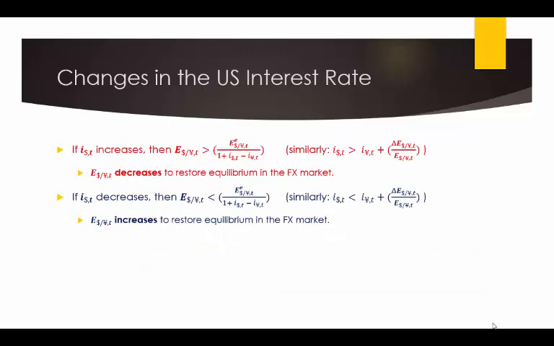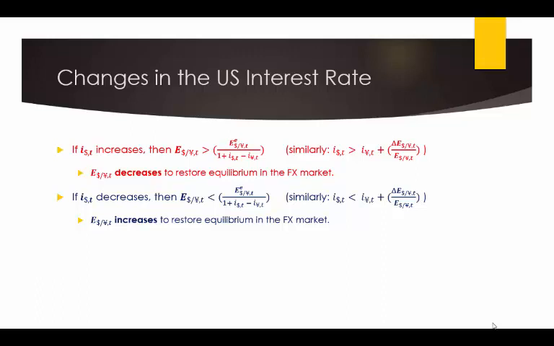Next, what if instead we had a change in the US interest rate? If the foreign exchange market was in equilibrium and then the US interest rate rises, then UIP fails to hold, as the US rate of return is now higher than the dollar rate of return on the yen asset. The spot dollar-yen rate therefore falls, as the dollar appreciates from the strong demand for it by yen holders. UIP is then restored.